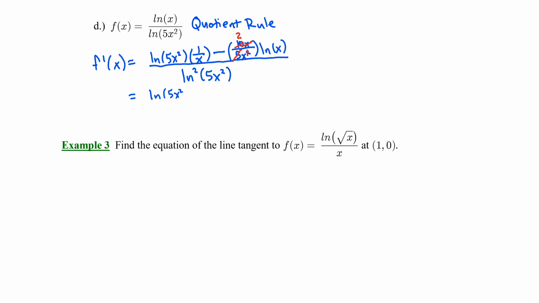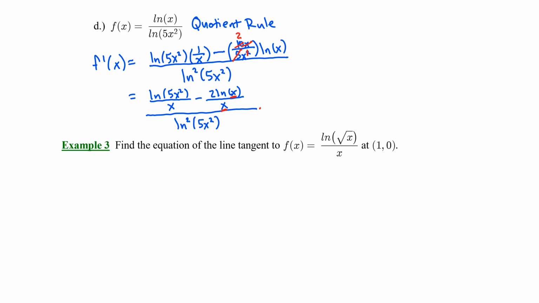I'm going to call it natural log of 5x squared divided by x minus 2 natural log of x divided by x, all over natural log squared of 5x squared. Now, be very aware that we cannot cancel this x and this x, right? They are not compatible. The one on the top is the argument of the logarithm. The one on the bottom is the plain old x. They're not the same factor, so be careful with that.